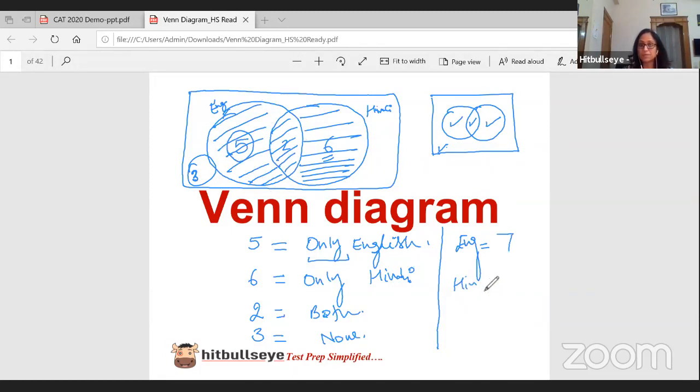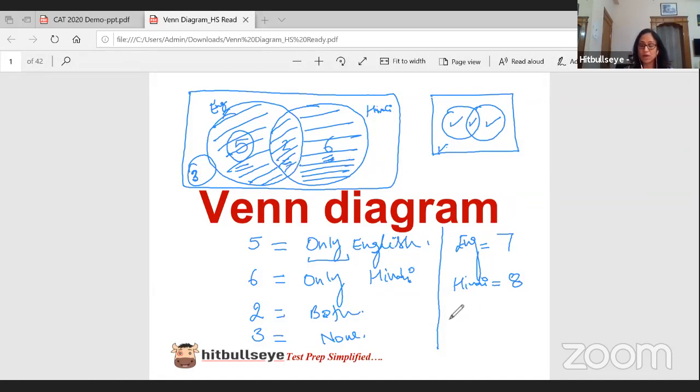How many people speak Hindi? So I'm not using the word only now. So you have to take all those people who speak Hindi. That means all those people who lie in the circle of Hindi. And they are 8 such people, right? Is that clear? So English will be made up of this 5 plus 2. Hindi will be made up of this 6 plus 2.